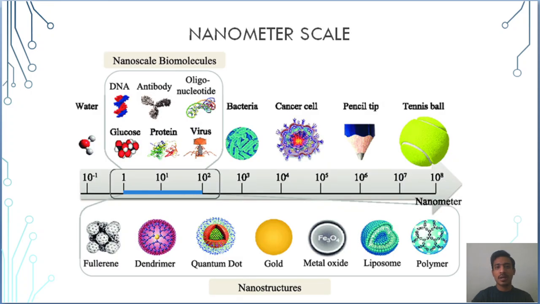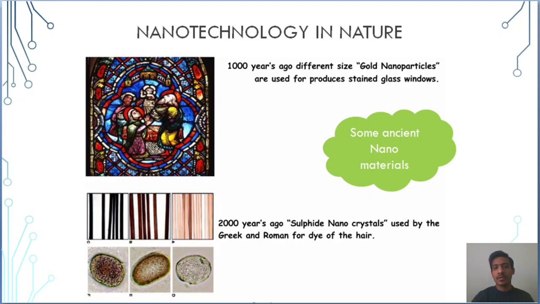If we talk about the nanometer scale, how can we visualize in which scale the molecules lie? We can visualize that the size of DNA, antibodies, oligonucleotides and proteins comes under the range of 1 to 100 nanometer. There are many types of nanoparticles such as fullerenes, dendrimers, gold nanoparticles, metal nanoparticles, polymers, liposomes, quantum dots, etc. So nanotechnology is not very new.